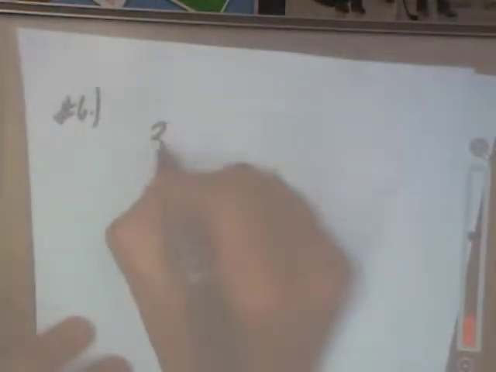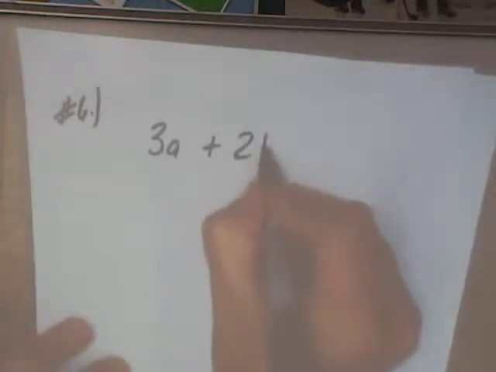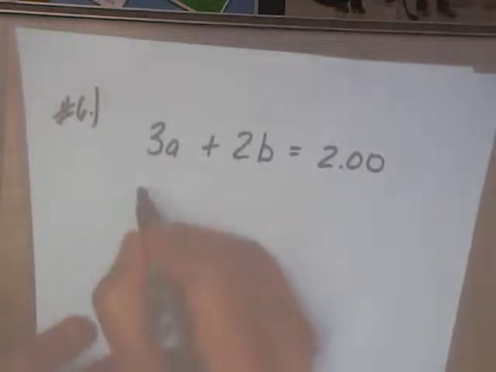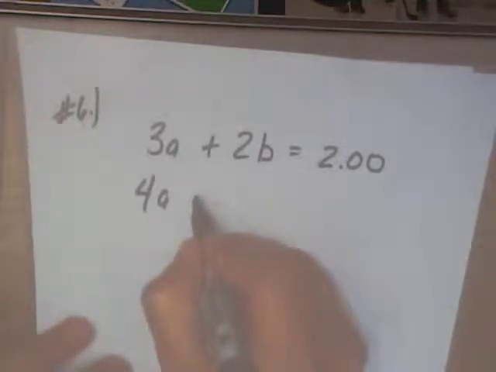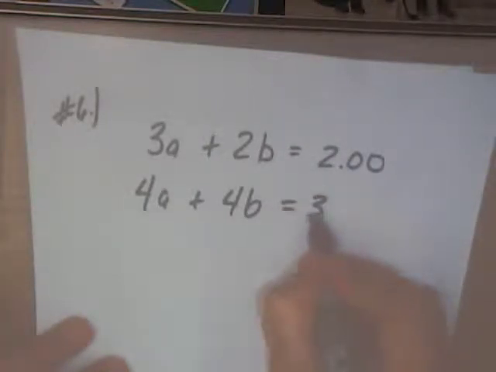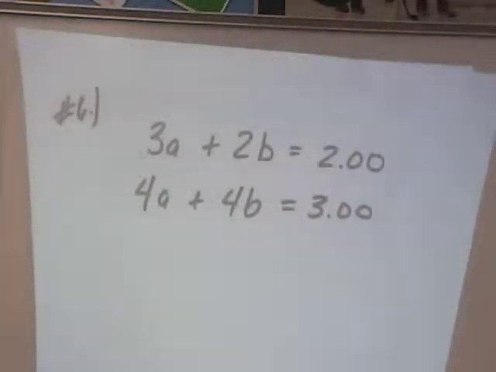Number 6. 3A plus 2B is equal to $2, and 4A plus 4B equals $3. Everybody okay with setting up those equations? All right, how are we going to solve this?